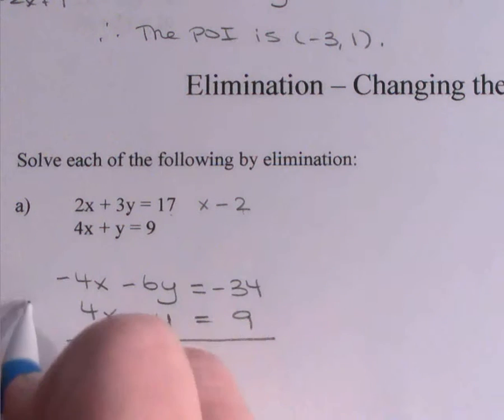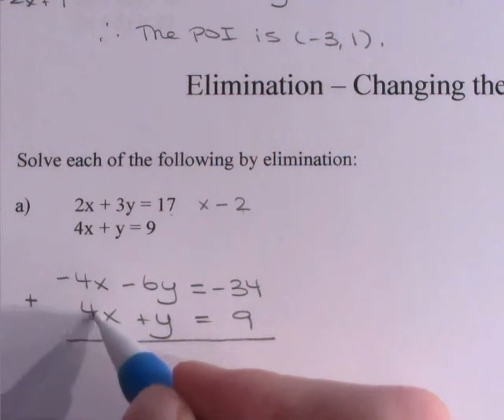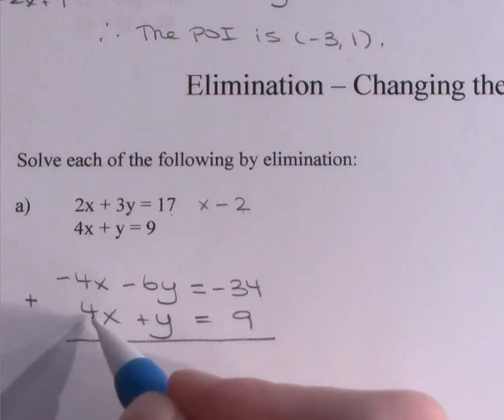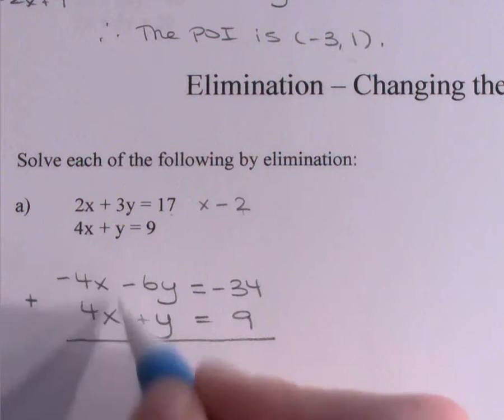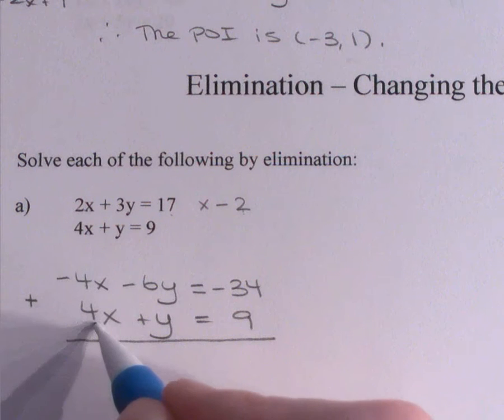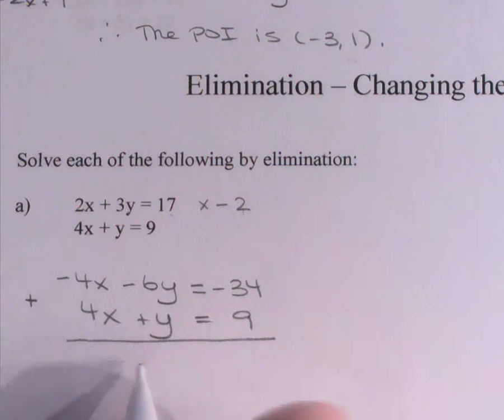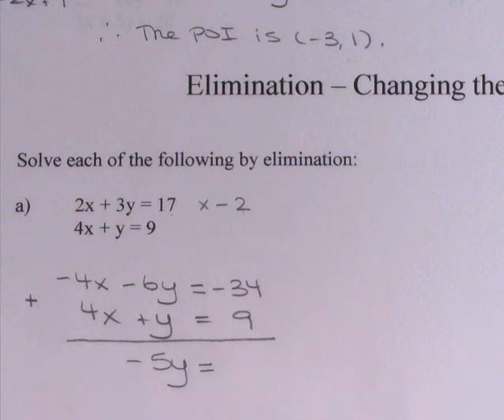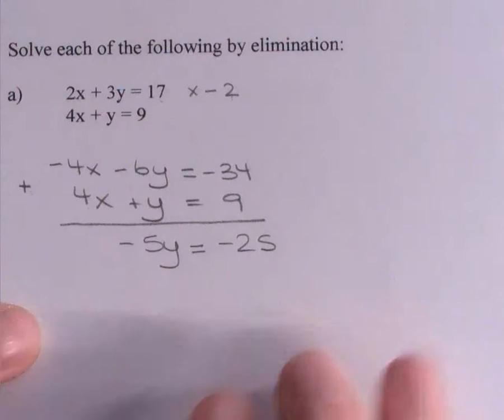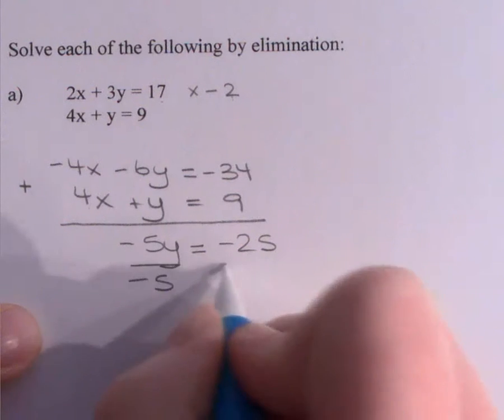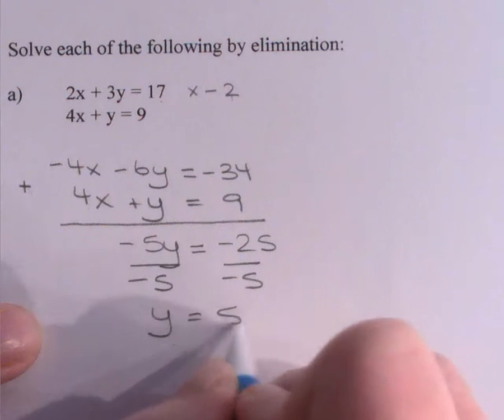Now I can add both the equations because they both have the same number in front of them. This one's negative and this one's positive, so this will eliminate the x's because minus 4 plus 4 is 0. Now I have minus 6 plus 1y, which will give me minus 5y. And then I have minus 34, and I'm going to add 9, gives me minus 25. Then I can divide both sides by minus 5, and y is equal to 5.